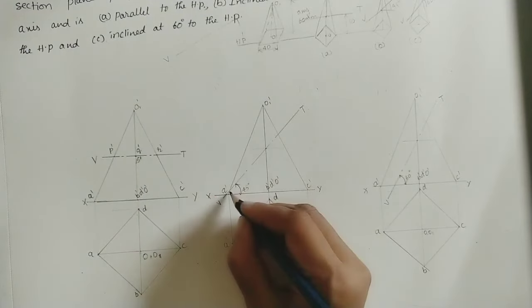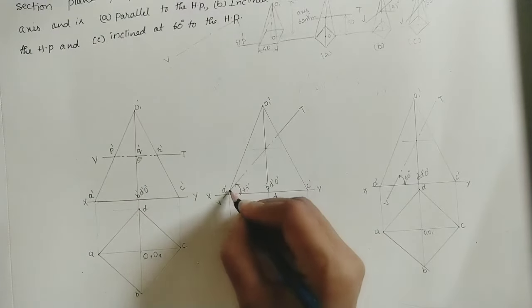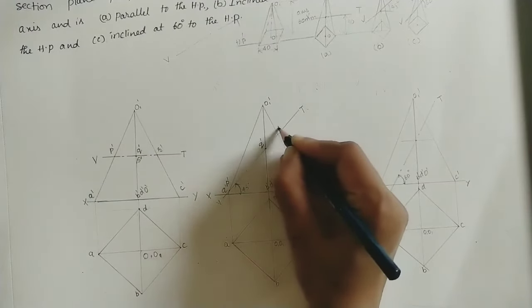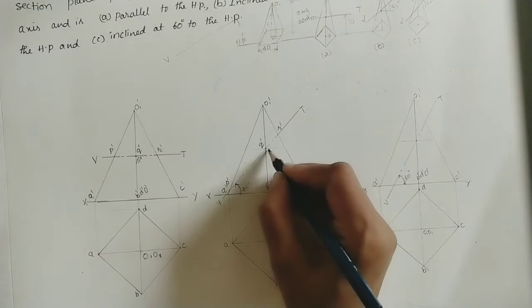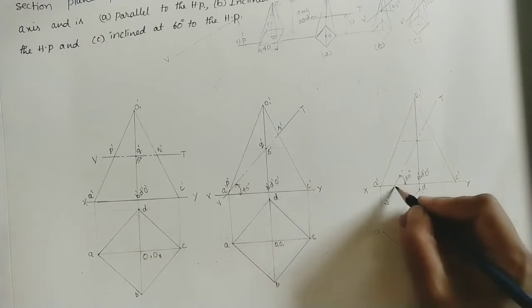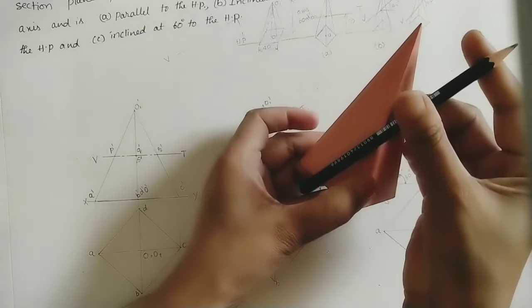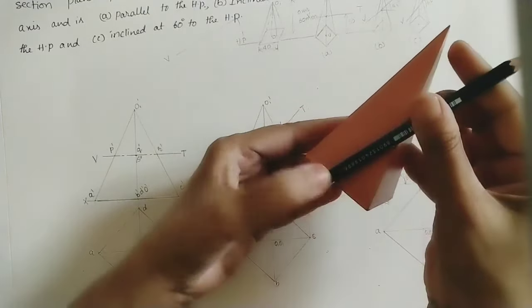Okay. Similarly mark the intersection points here also. So at this corner it is touching P dash. Here Q dash. Here R dash. Here at the middle 2 points are coming, Q dash S dash. Similarly here also. So the cutting plane is cutting this portion like this.